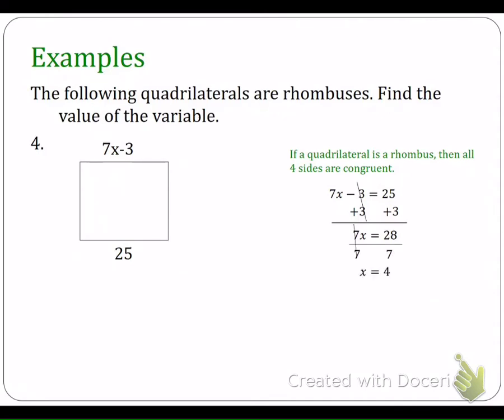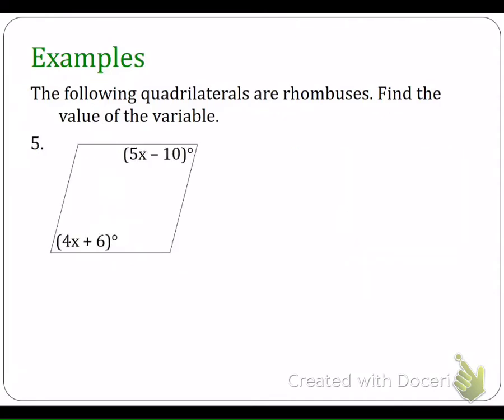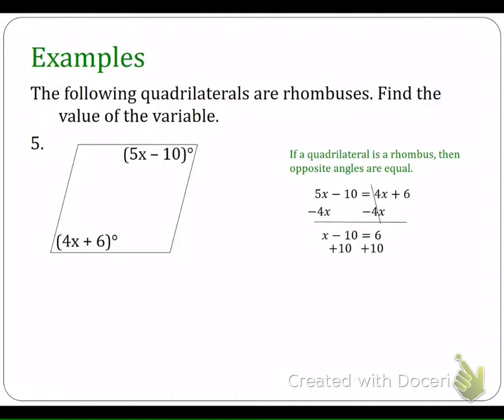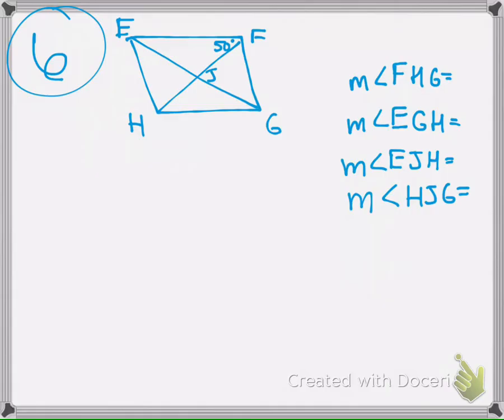Very good. Are these angles supplementary angles like we looked at in number 3? No. These are across from each other. These are opposite angles. And opposite angles in any parallelogram, including a rhombus, are congruent. So I am going to write an equation making these angles equal to one another. Then I'm going to collect my x's. Then I'm going to add 10. And x equals 16.